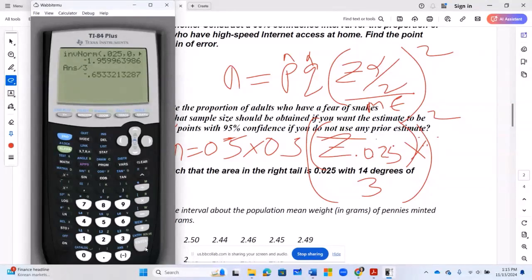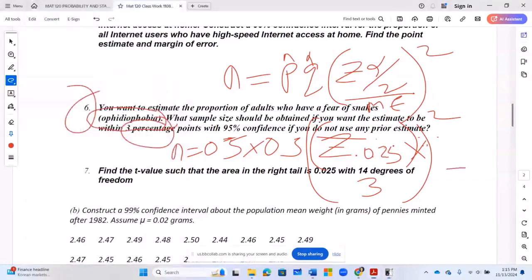I get an answer. Then I square this answer. And then I multiply this answer by 0.5 times 0.5. And my answer is 0.1. So actually, my answer is 1 because I have to round up. So the sample size is 1.